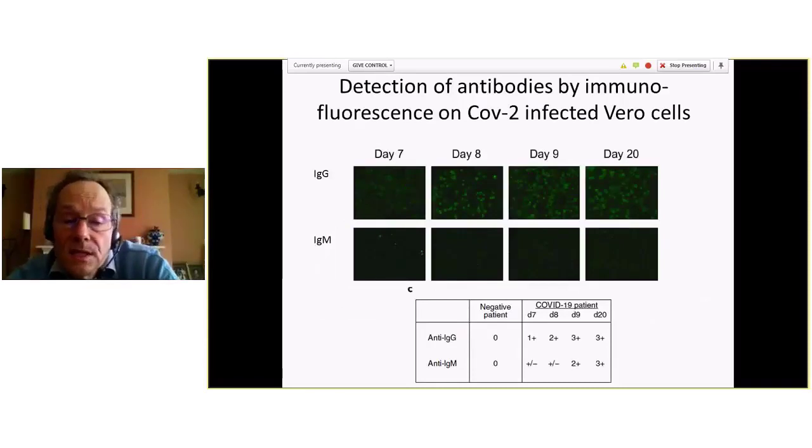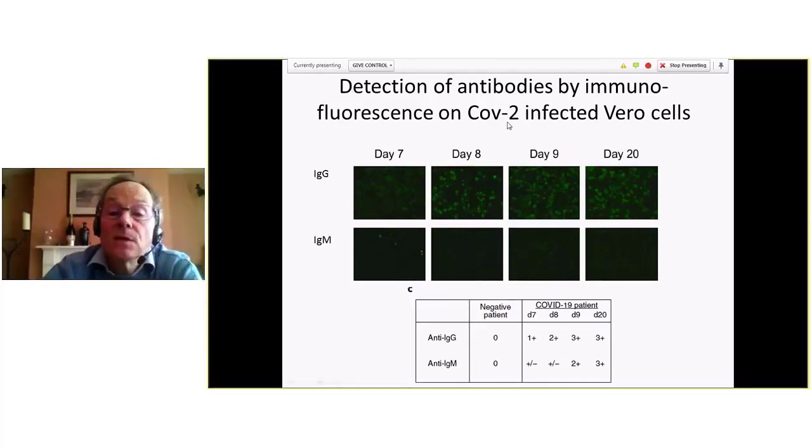They detected antibodies in this patient on day 7, 8, 9, and 10, by looking at the ability of the serum to stain Vero cells which had been infected with the coronavirus. Basically it's an immunofluorescence assay, and you can see on the top line there that over day 7 to day 20 you've got IgG antibodies detectable.